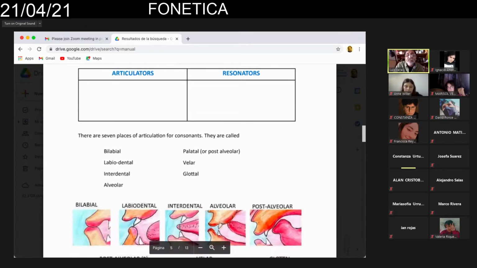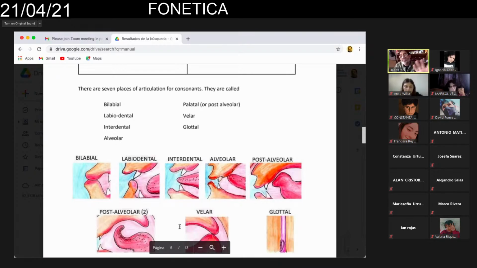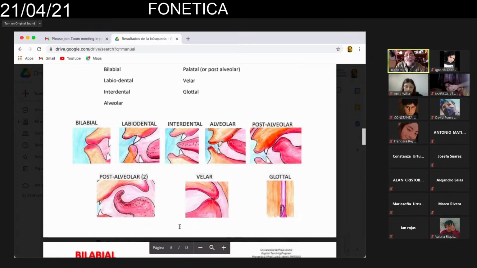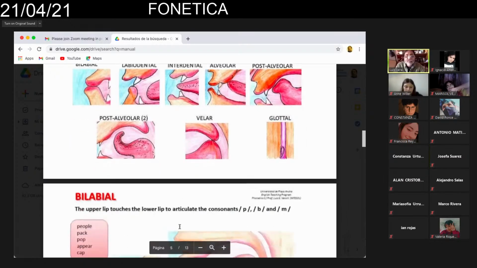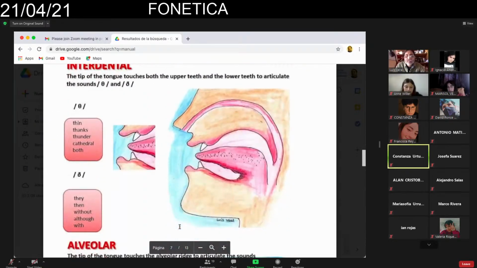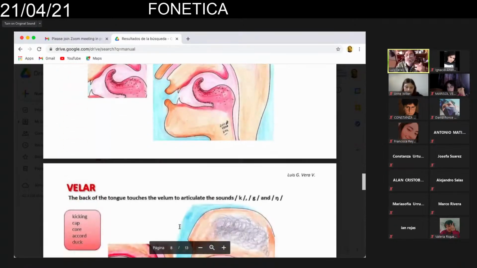There are 7 places of articulation for consonants. They are called bilabial, labiodental, interdental, alveolar, palatal or postalveolar, velar, and glottal, right? Remember that, or postalveolar, because in some publications you have that name, in other publications you have another name. Here you have them, yeah? The obstructions, right? And then you have the description of each of them, more or less how the sound is made, examples, etc. We already went through this, right?